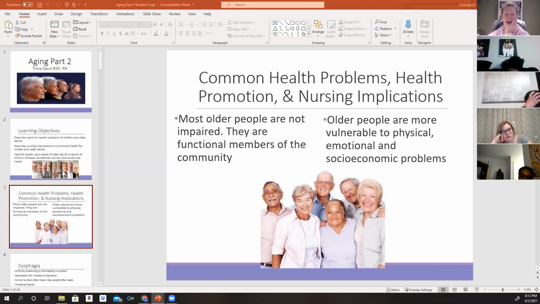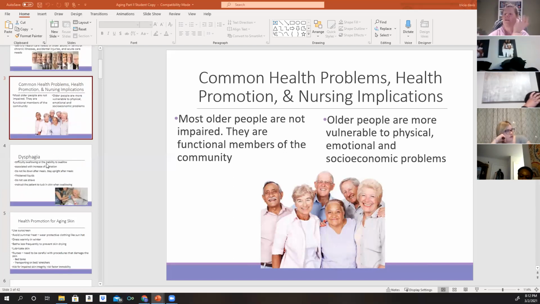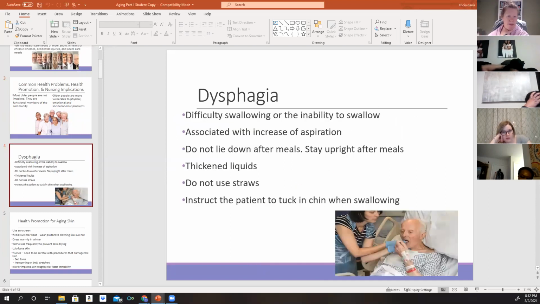So we kind of have to advocate for these people and make sure that they're getting the proper care, and make sure that we suspect anything fishy going on when they come in based upon their assessment findings.